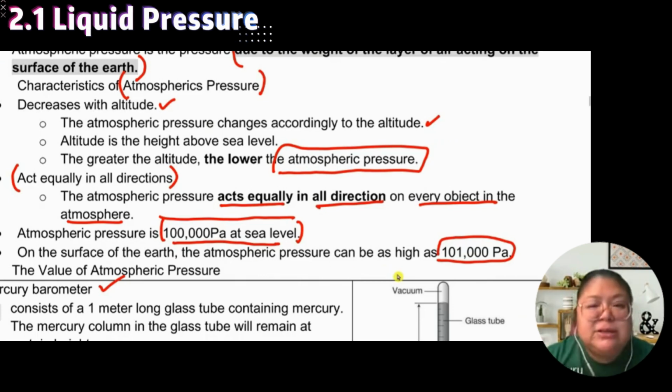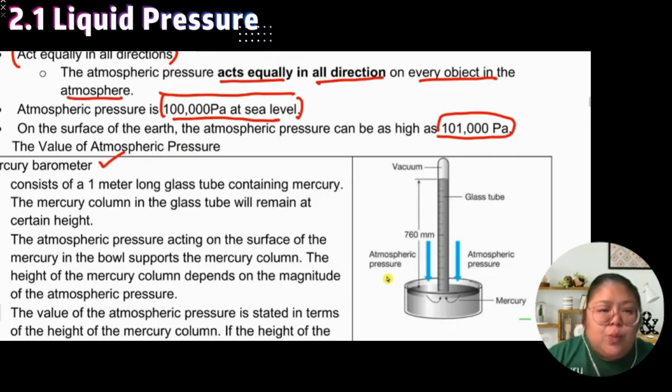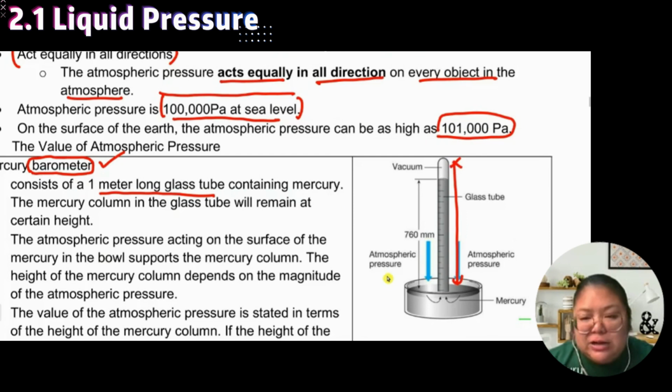Atmospheric pressure we cannot see, but we can feel what the pressure is. This one is a mercury barometer. You see mercury, sure the whole thing uses mercury. It consists of a 1 meter long glass tube containing mercury. You fill in the mercury until full. Then the mercury column in the glass tube will remain at a certain height.